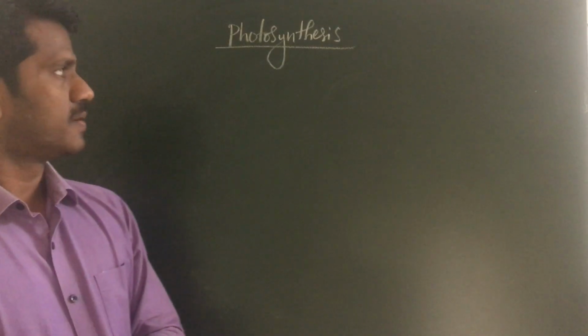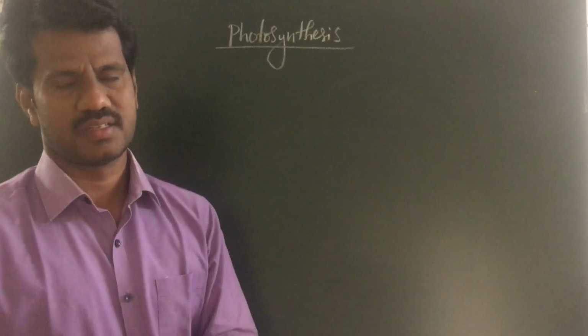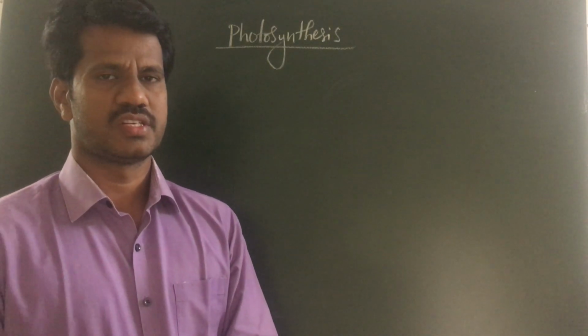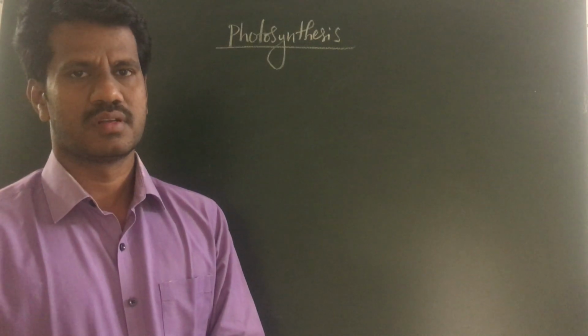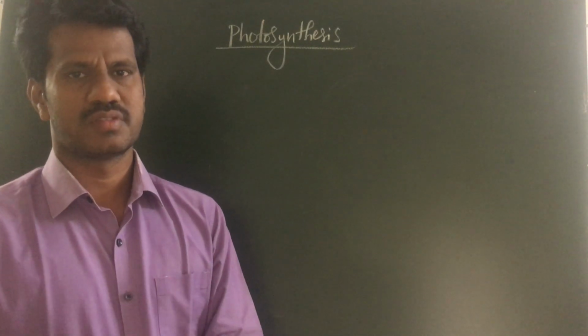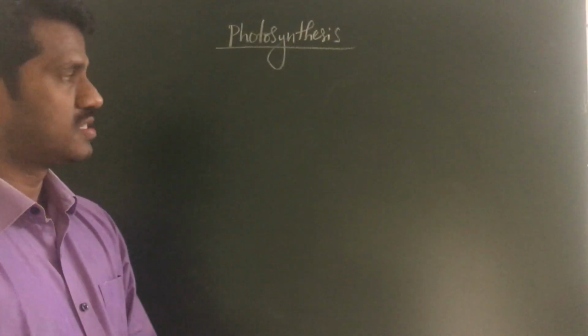Now photosynthesis. What is this important chapter? In photosynthesis, you come across different pathways: cyclic and non-cyclic photophosphorylation, C3, C4, photorespiration. All these things we have to study. So let us see in detail about photosynthesis.